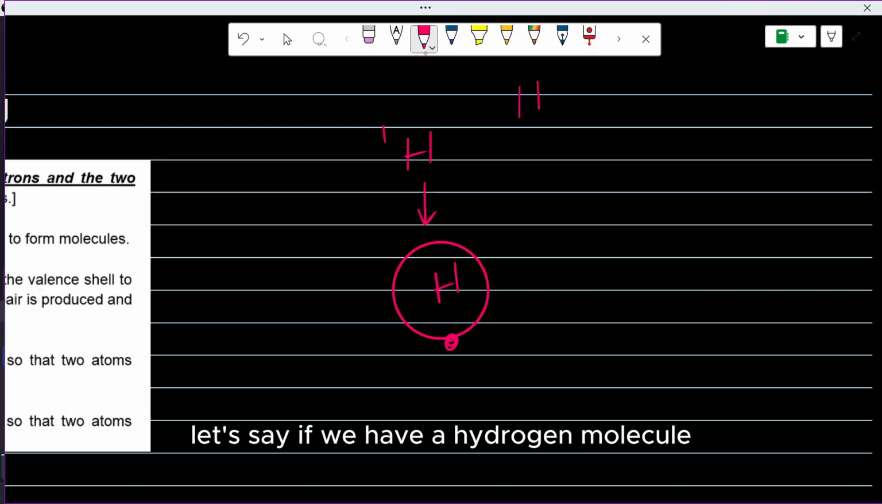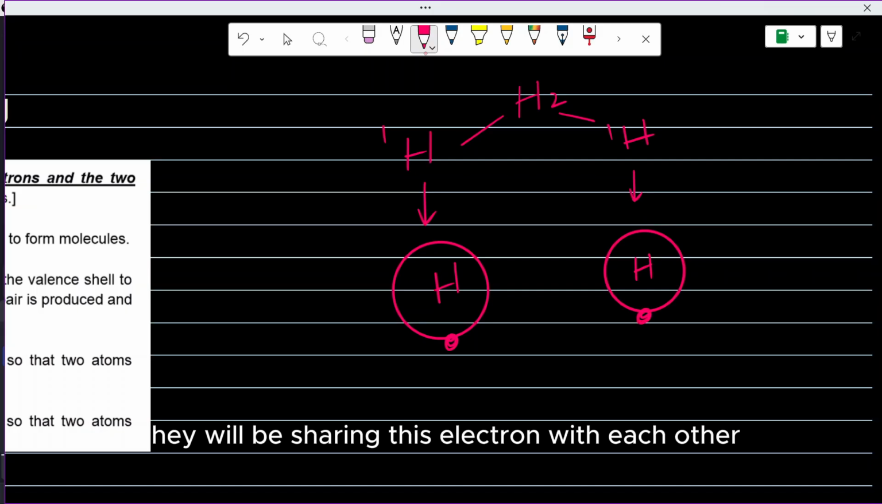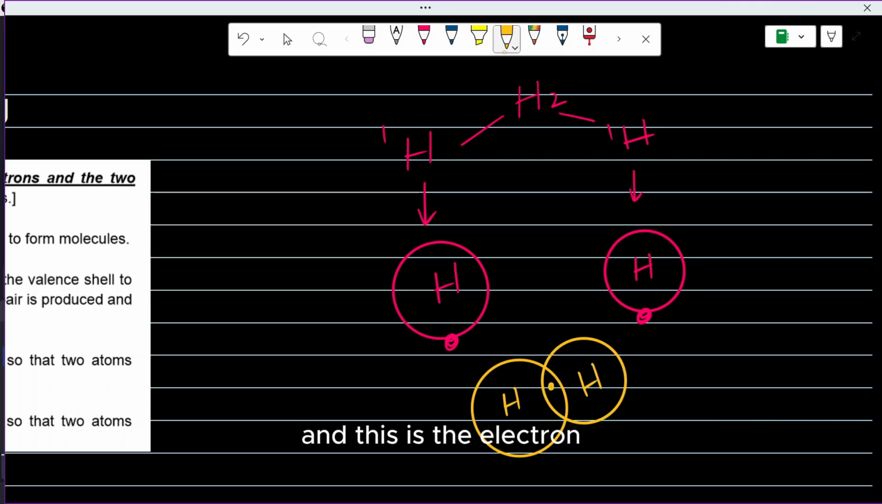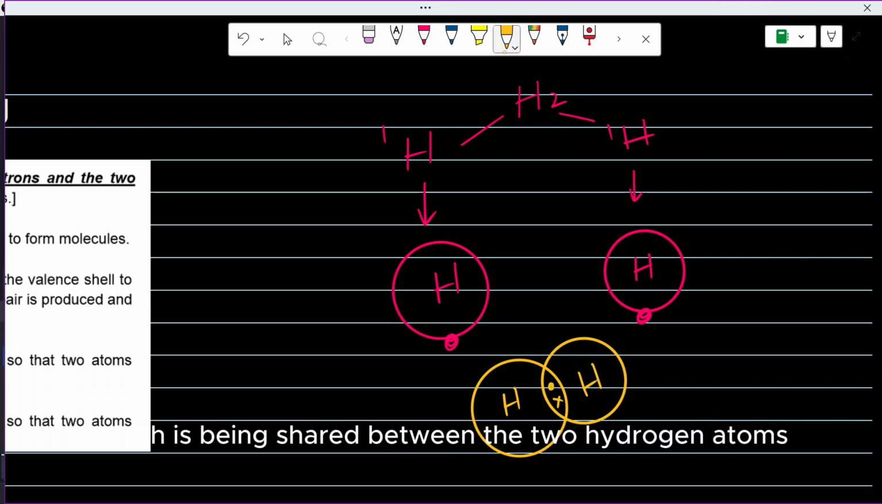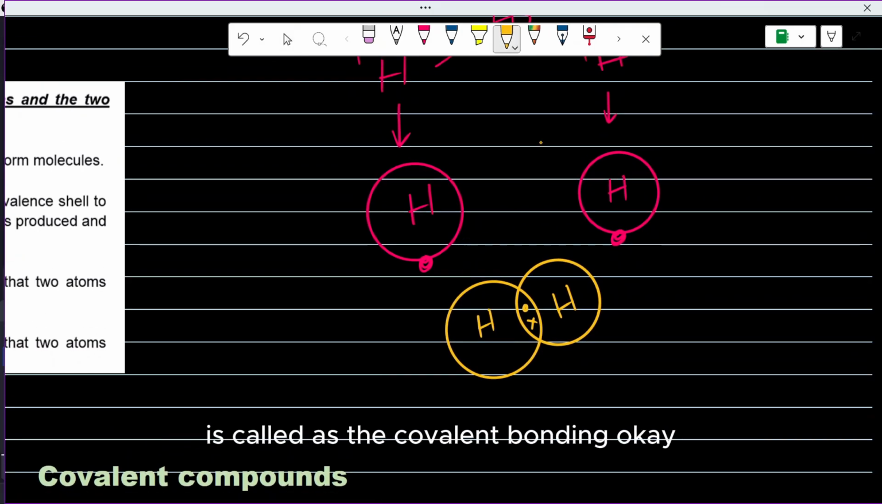Let's say we have a hydrogen molecule, so it comprises two hydrogen atoms. So we have another hydrogen atom here, and I'm going to draw the structure of the other one as well. Okay, so they will be sharing this electron with each other in order to complete their outermost shell. So we have hydrogen here and we have hydrogen here. Okay, and this is the electron which is being shared between the two hydrogen atoms. So this sharing of electrons between the two atoms is called covalent bonding.